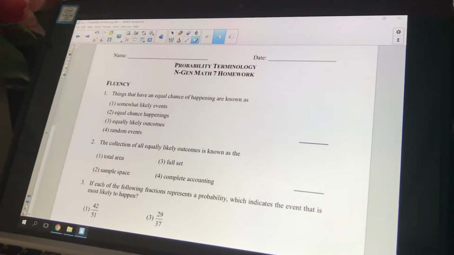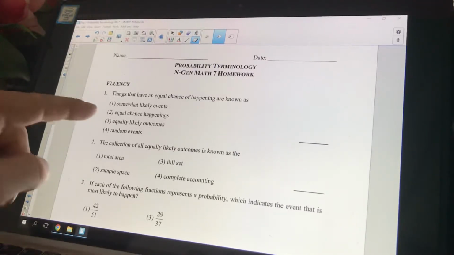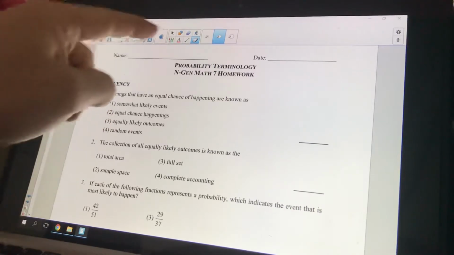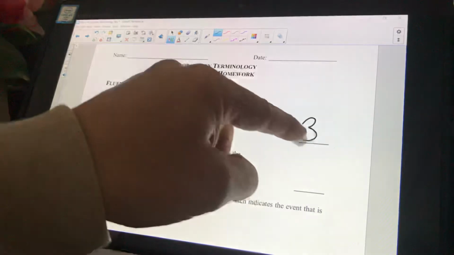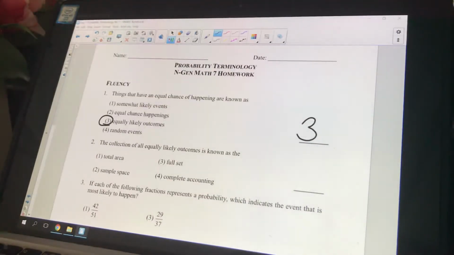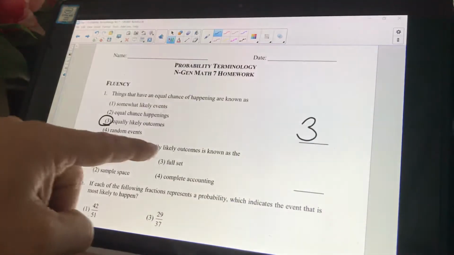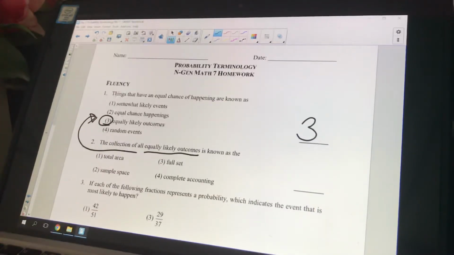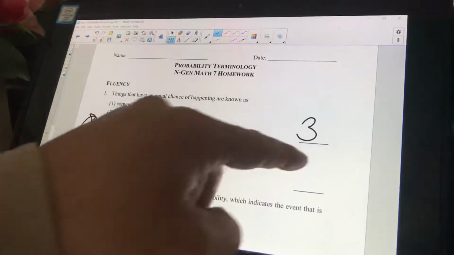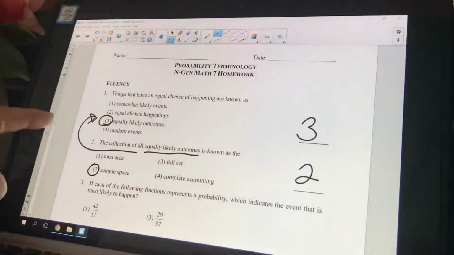Question 1, things that have equal chance of happening are known as equally likely outcomes, okay? Number 2, the collection of all equally likely outcomes, that's telling me we got number 1 right, is known as the sample space. Okay, that's the sample space.